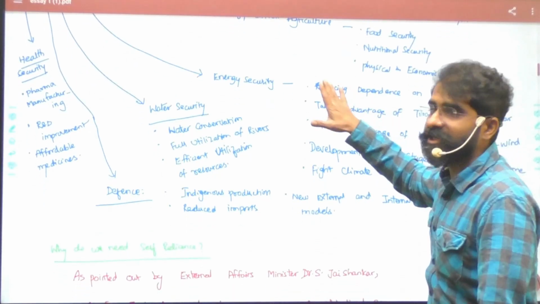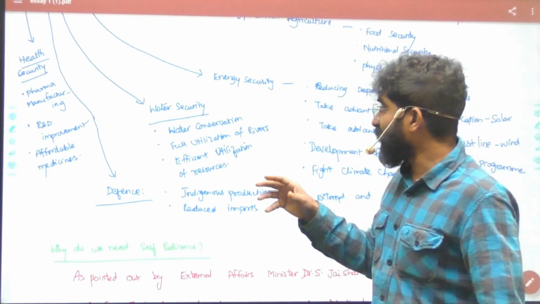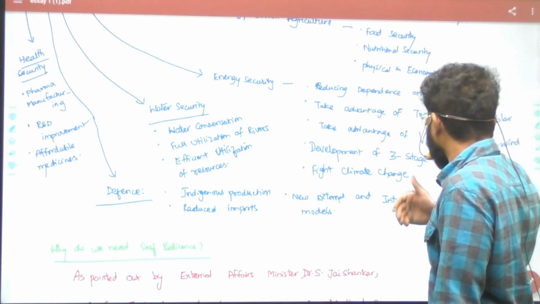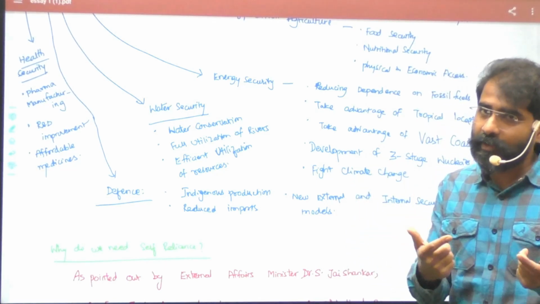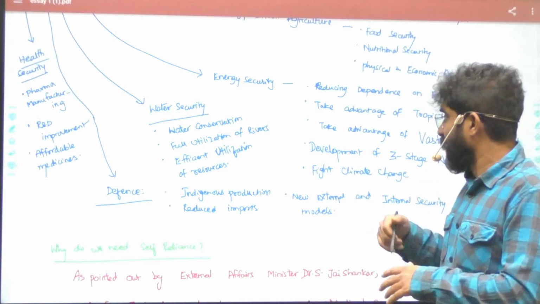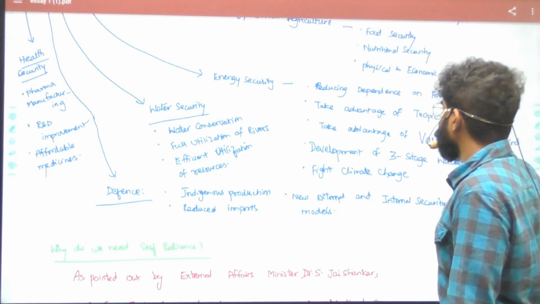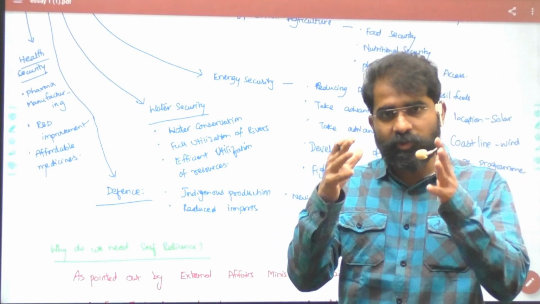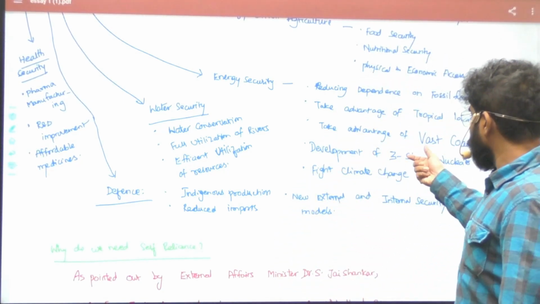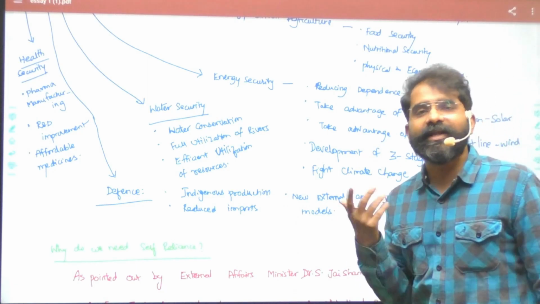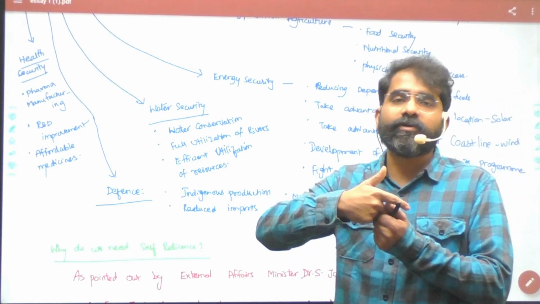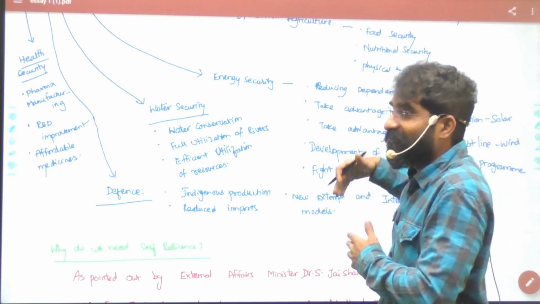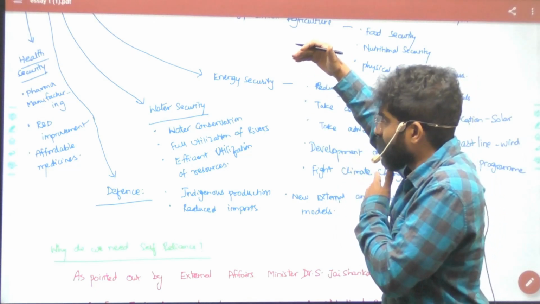Then energy. When we talk about energy security, are we able to reduce our dependence on fossil fuels? Are we able to take advantage of our vast coastline and our tropical location, for solar or for development of a 3-stage nuclear program? India is also working towards fighting climate change. So with these areas, is there scope for self-reliance? India has to work on self-reliance with respect to energy security.